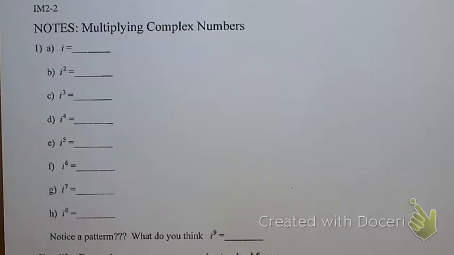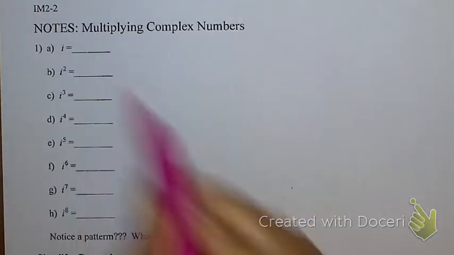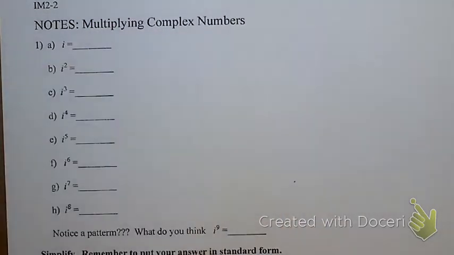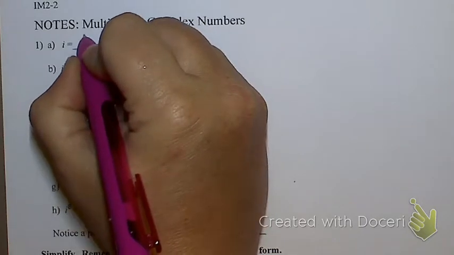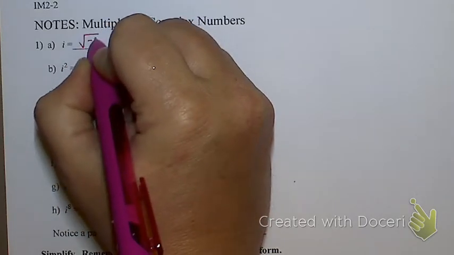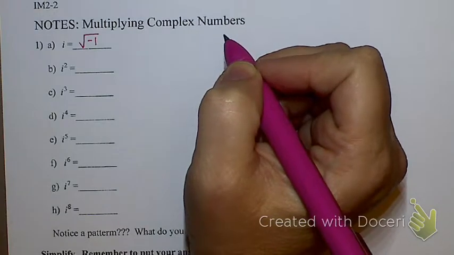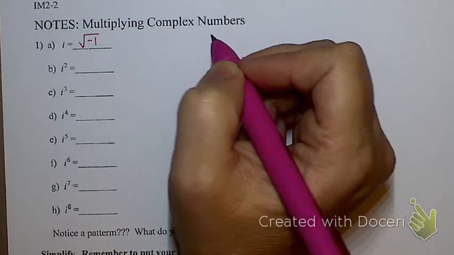So this first part's going to be a little interesting. Okay. What do we know about the letter i? What is it equal to? It is equal to the square root of -1.